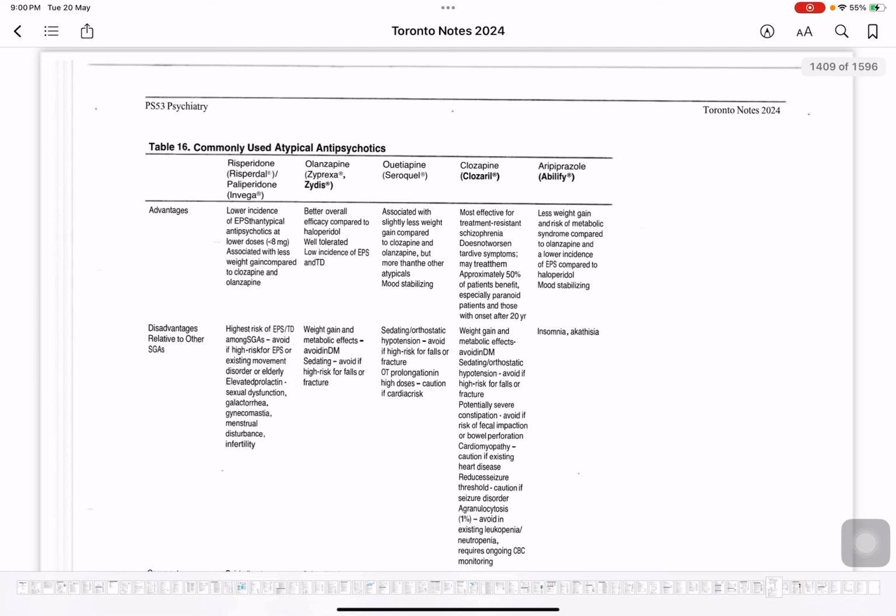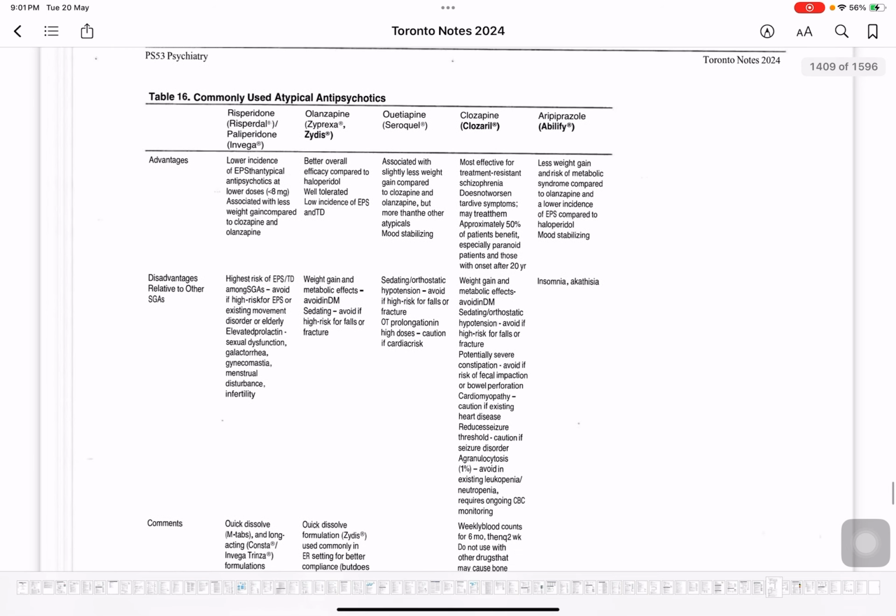Avoid in diabetes mellitus. It is sedating with orthostatic hypotension. Avoid if high risk of falls. So this is the third drug that you have to avoid in patients with falls. First was olanzapine, then quetiapine, and then clozapine. Potentially severe constipation. Avoid if risk of fecal impaction. So it may cause constipation as well as bowel perforation. So clozapine has some GI effects as well.